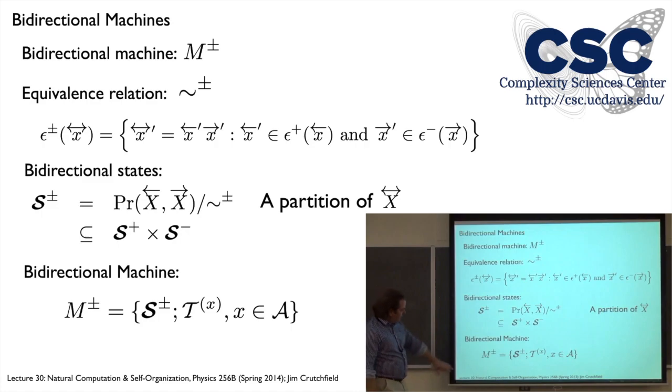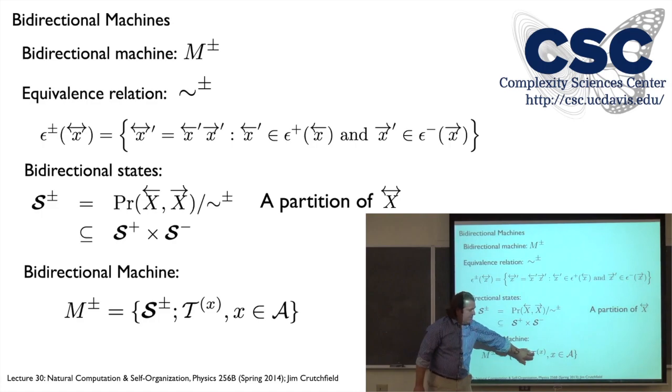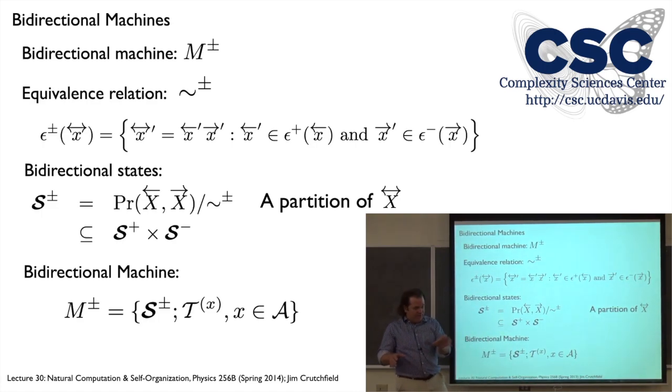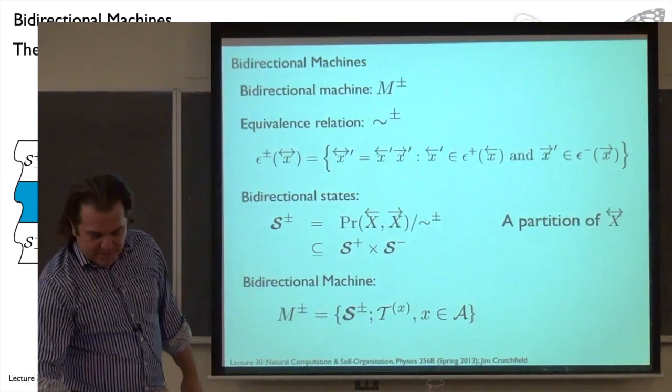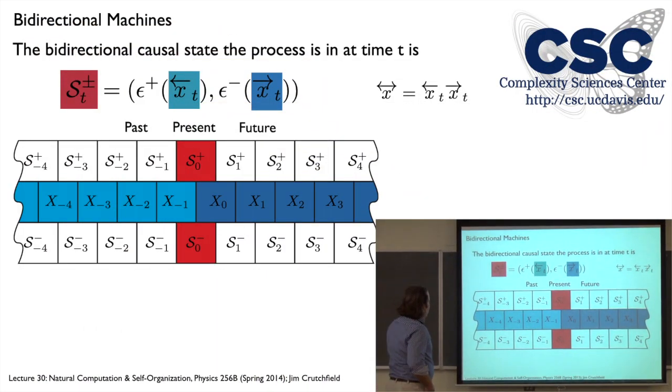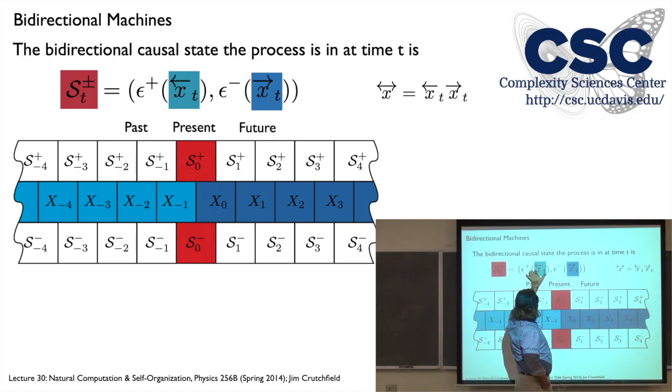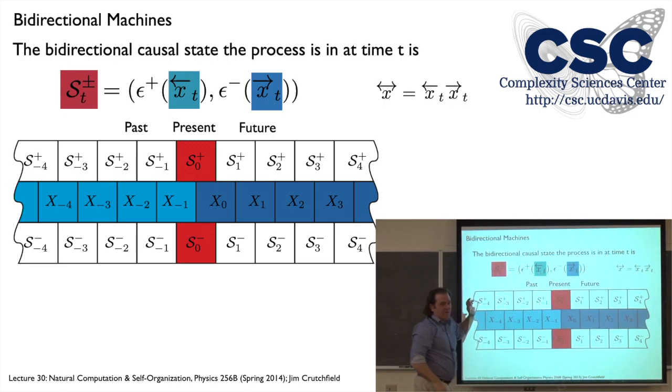Okay, so here's our bidirectional machine. These bidirectional states, and then there's some transition structure that we can pull out by shifting around. Graphically, we're associating a given bidirectional state with a pair of states, which has some bi-infinite realization with the past and the future. We break that up, plug them into the respective epsilon plus, epsilon minus, and we get the two states out, and that's the bidirectional state we're in. So the bidirectional states are pairs. We think of them like pairs.